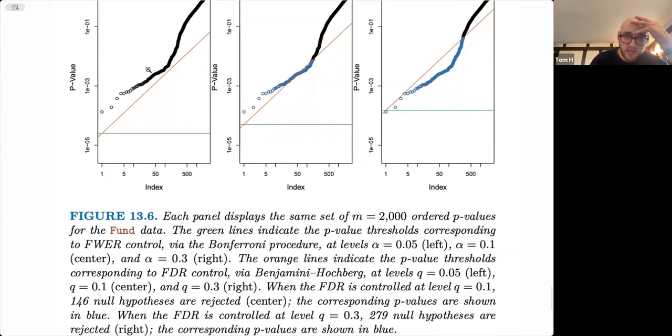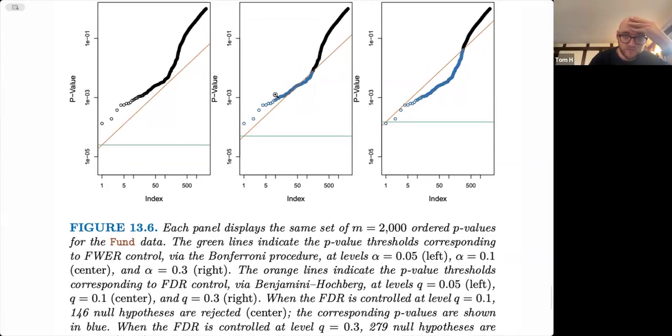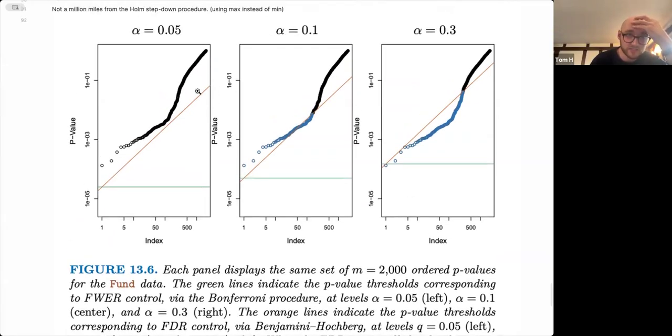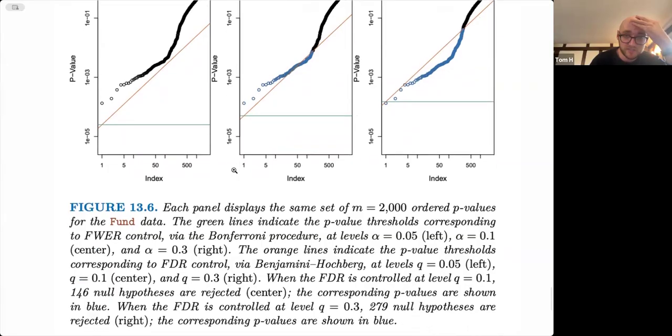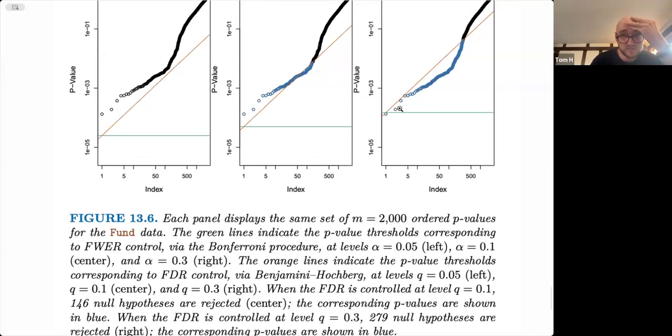And so at 0.1, which is this middle one, you can see that 146 null hypotheses are rejected. Is that because they're the ones? Yeah, because you're looking at the maximum intersection with this line in each case. So there's no intersection here. You're intersecting there, and then obviously intersecting here, and you're rejecting everything below it in both cases. So if you're controlling at 0.1, you reject 146. If you're controlling at 0.3, you reject 279.